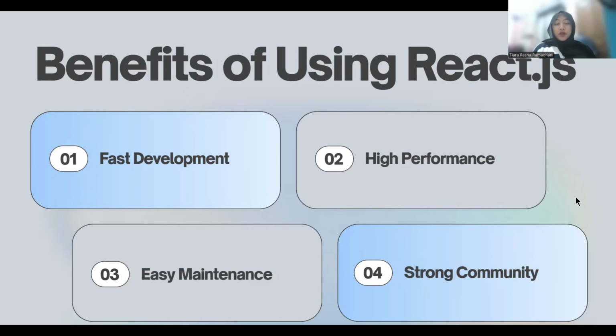Maintainability. React's component structure makes code much easier to understand, update, and debug. When you need to fix or improve something, you know exactly where to look. And the last is community and ecosystem. With millions of developers using React, you never run out of solutions. There are thousands of tutorials, libraries, and tools available, and major companies invest in its development, ensuring it stays modern and relevant.